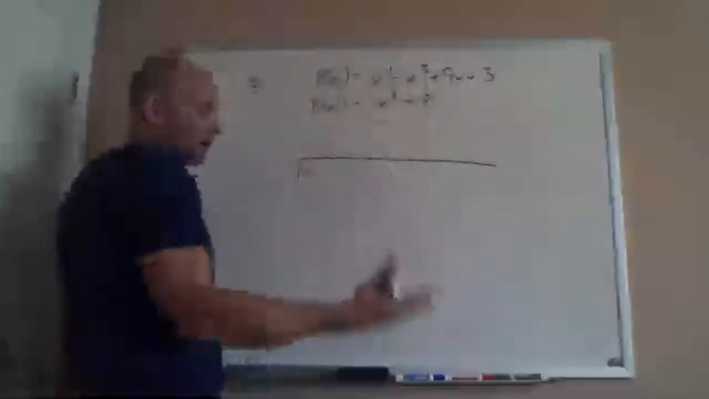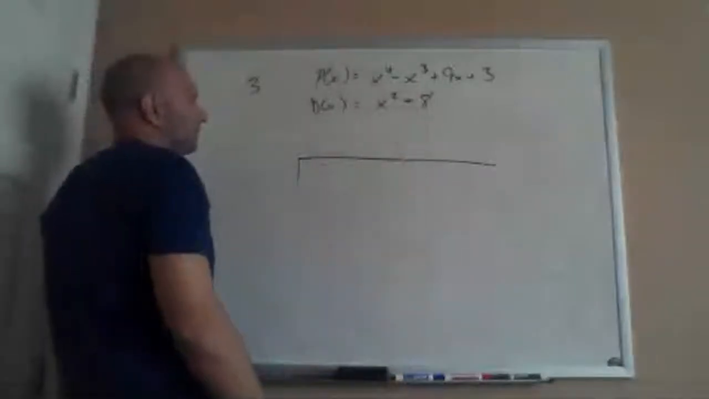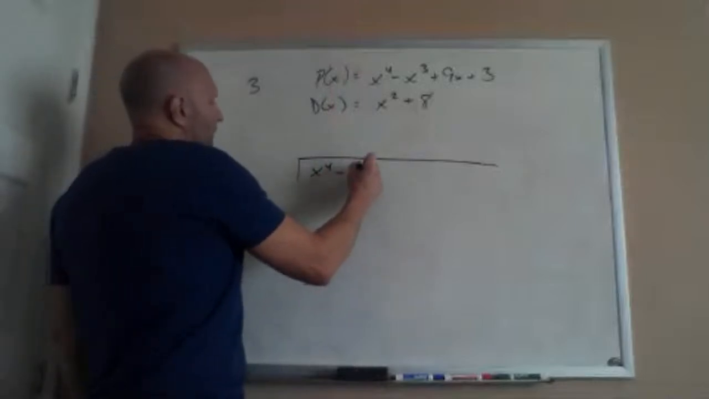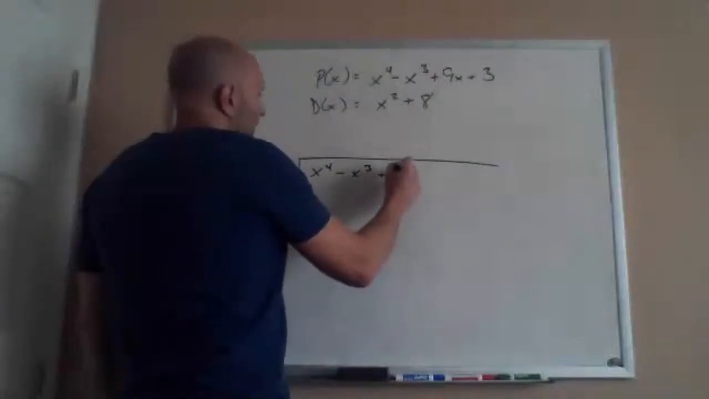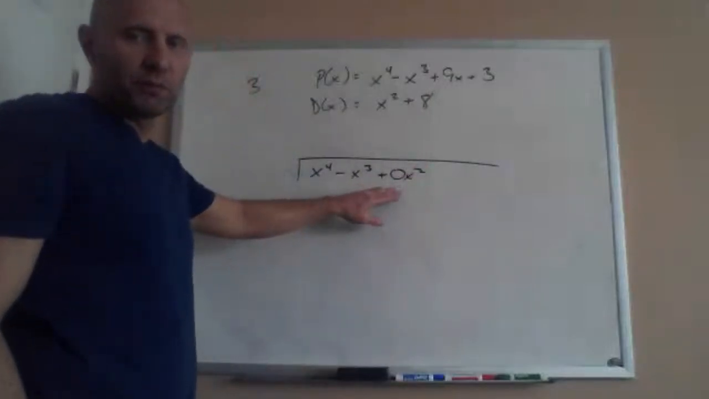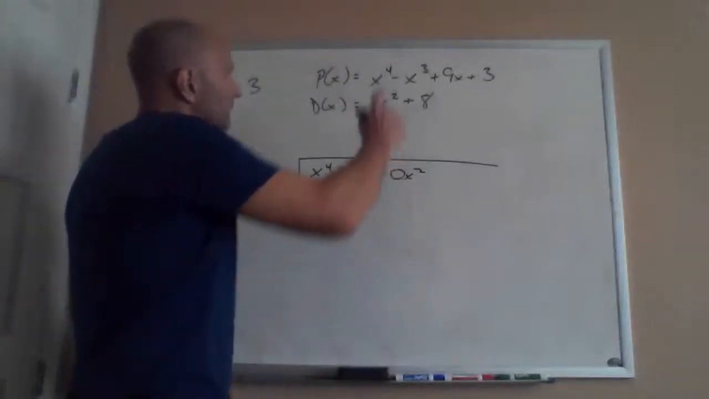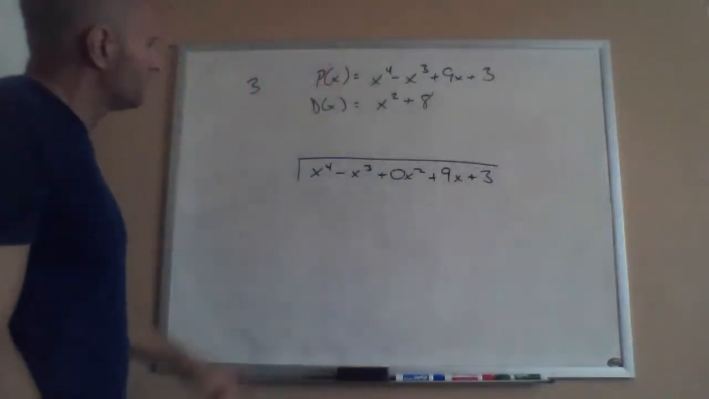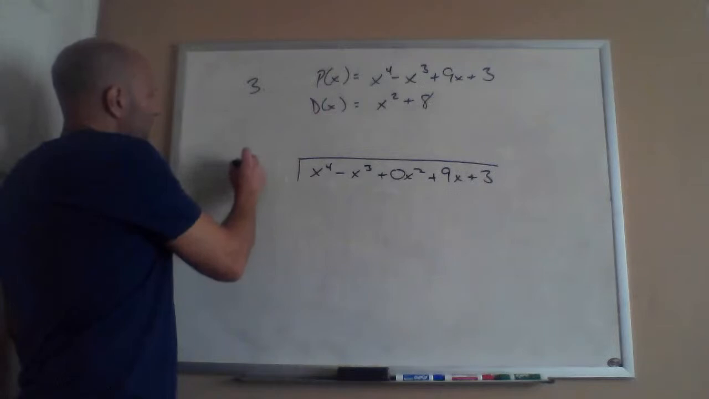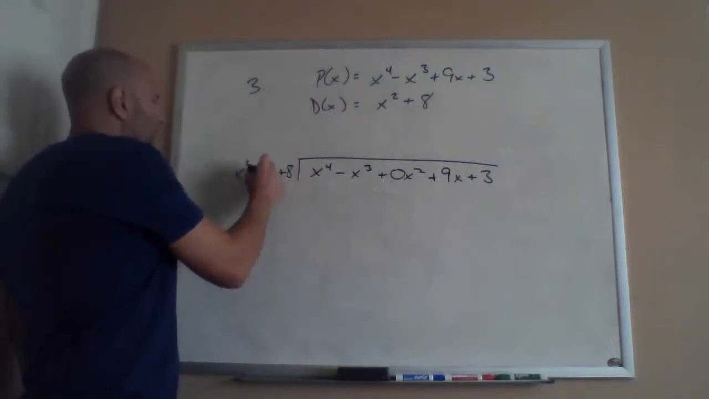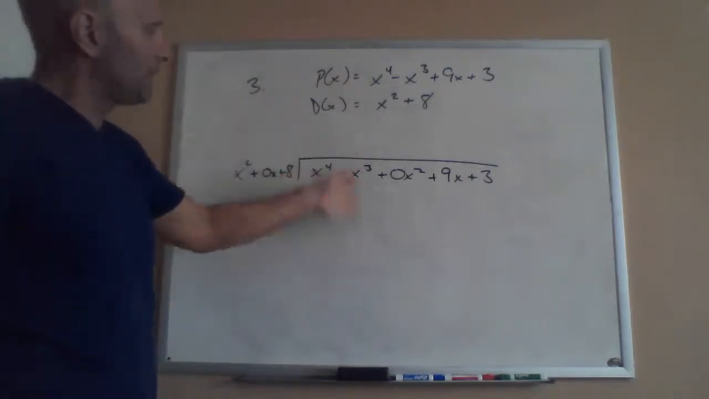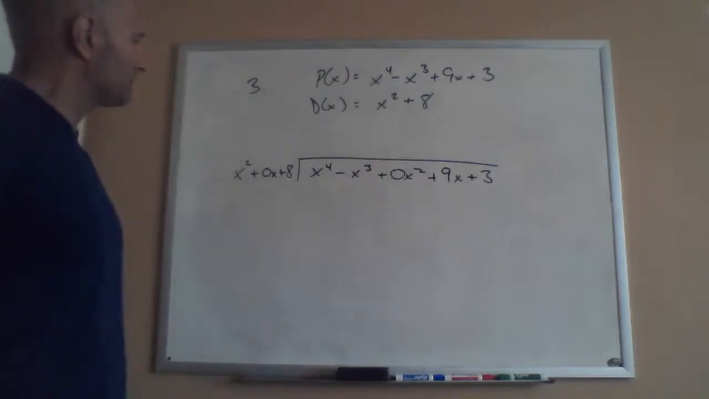So my p of x goes under the division bar. It's like regular long division, but we have all these x's and variables, and exponents rather. So I have x to the 4th minus x to the 3rd. I'm missing the x squared term, so I have to put in the placeholder, 0x squared, plus 9x plus 3. And then I'm dividing by x squared plus 8, but I also need the placeholder here for x, so that when I multiply everything around, I have 3 terms every time.